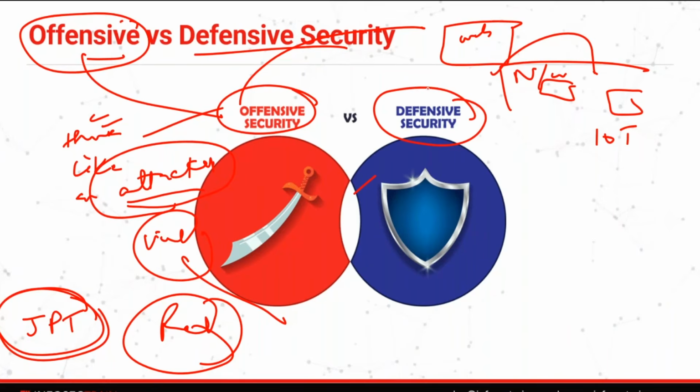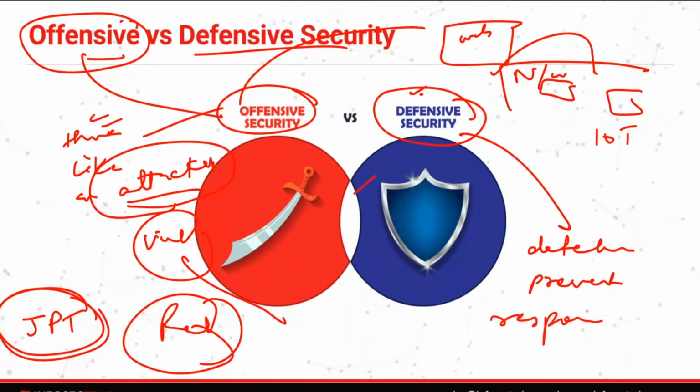So what is defensive security? It is about protecting the systems and the data. So here you are the professional. If you are getting an entry level job in defensive security, you're focusing upon detecting the attack in the organization. You're focusing upon preventing the attack. You're focusing upon responding to that attack. That is the role of defensive security.